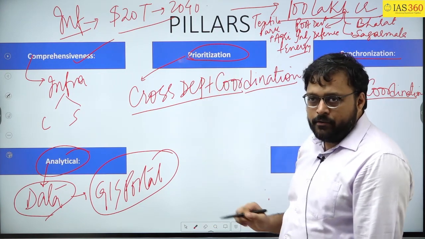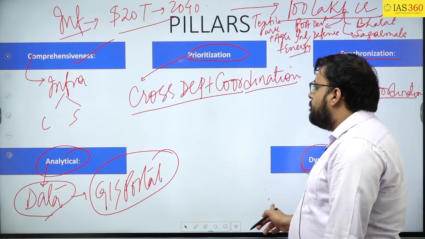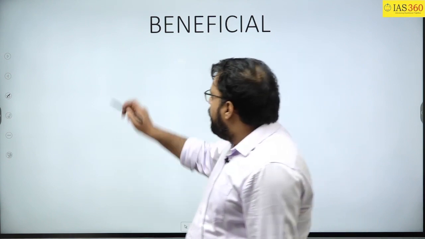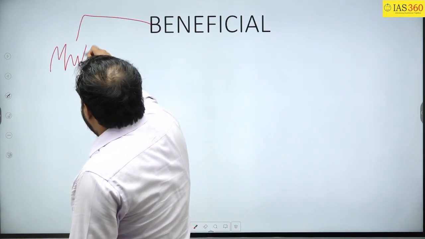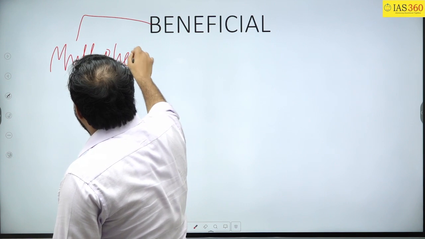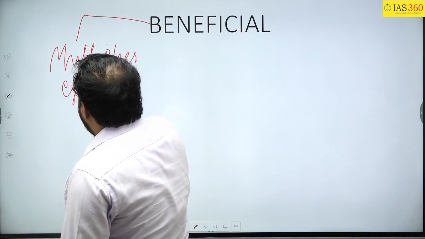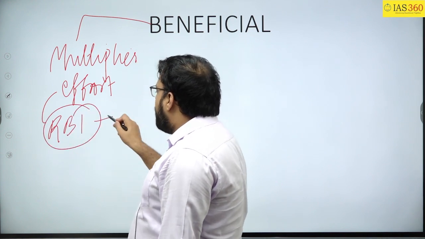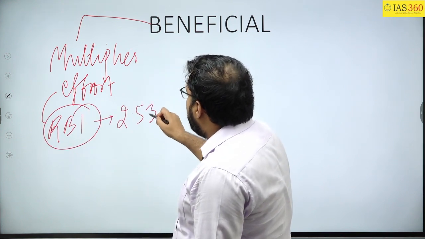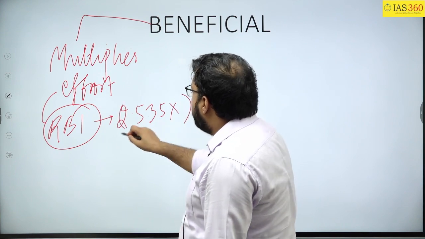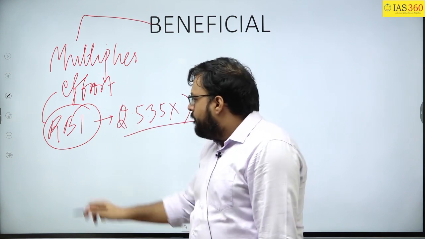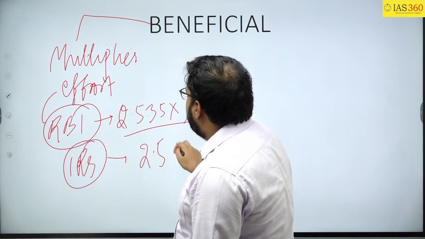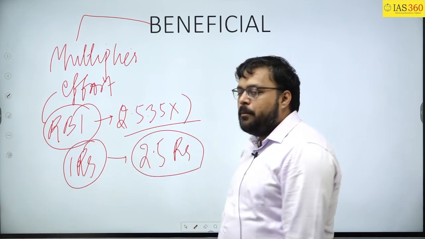This is very important. Now we will see what the benefits of PM Gati Shakti are. The very first thing is that it is said to have a multiplier effect, and there is a study of RBI that infrastructure has a multiplying factor of 2.5 to 3.5x. Therefore, if you are investing 1 rupee, you are getting 2.5 rupees. This is the meaning of multiplier effect.